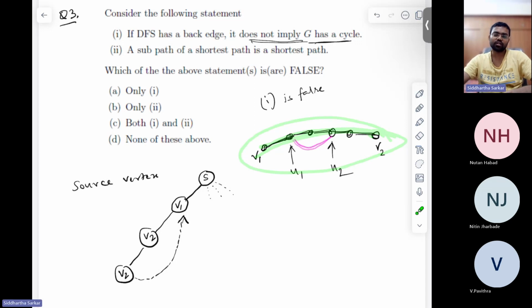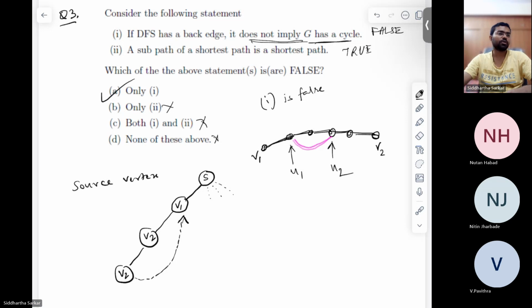So this means that the shortest path has this property that every subpath of a shortest path is also a shortest path. So therefore this is correct. This is true, isn't it? So one is true, two is false. So this is not correct. This is not correct. This is the answer. Okay. Is that clear? Any doubts?